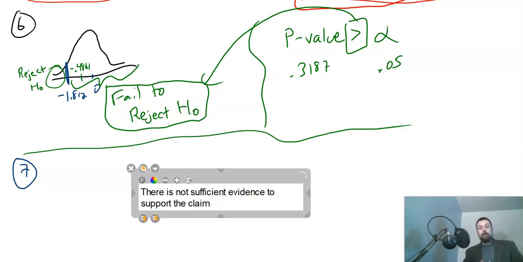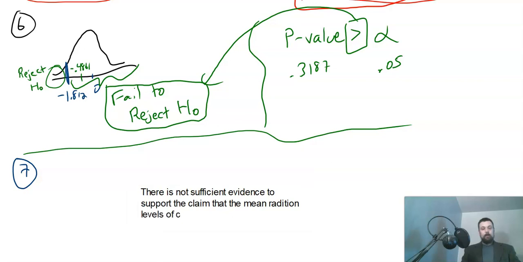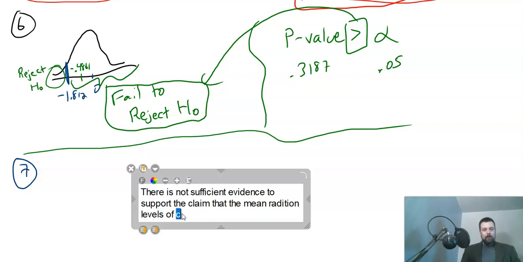So there is not sufficient evidence to support the claim that the mean radiation levels of cell phones is less than 1 W per kilogram, whatever that is.